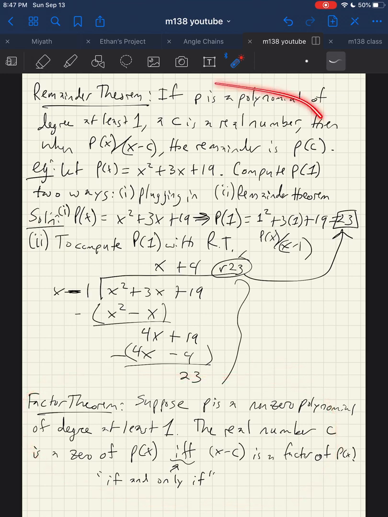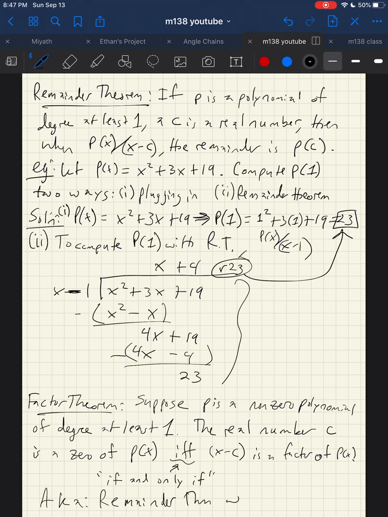So why should we believe this? Well, the factor theorem is just the remainder theorem when the remainder is 0. So, aka the remainder theorem with a special case that P of C equals 0. So it's not really that surprising. It's just that a lot of times when we use the remainder theorem, we're going to be calling it the factor theorem. We're going to be using this special case of it called the factor theorem.